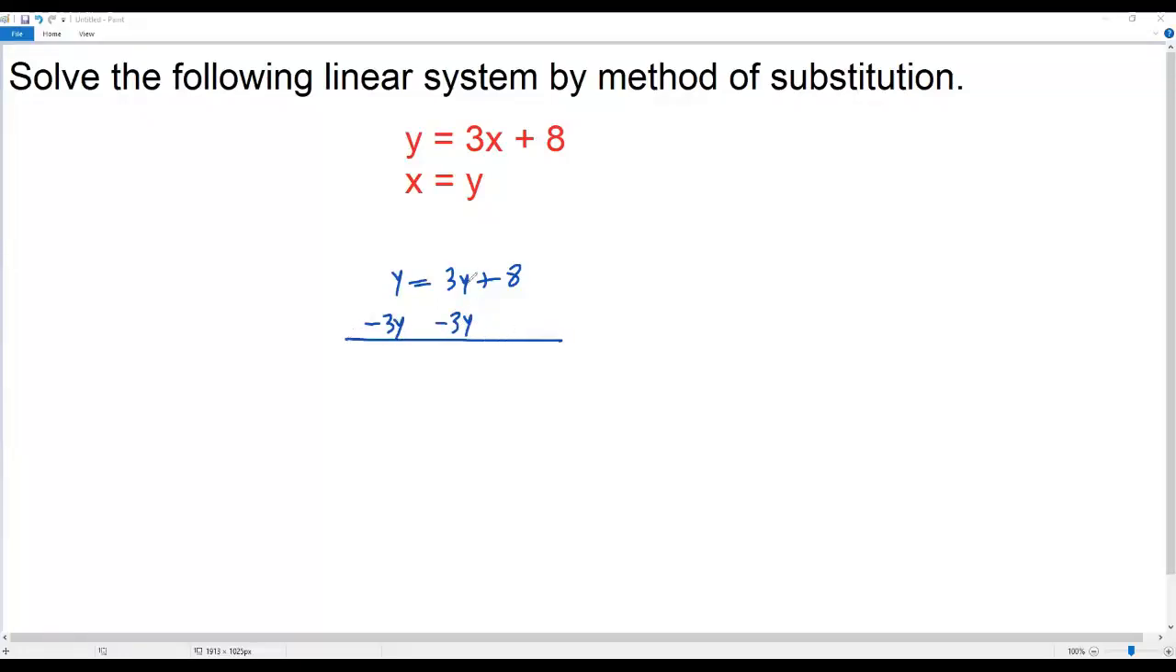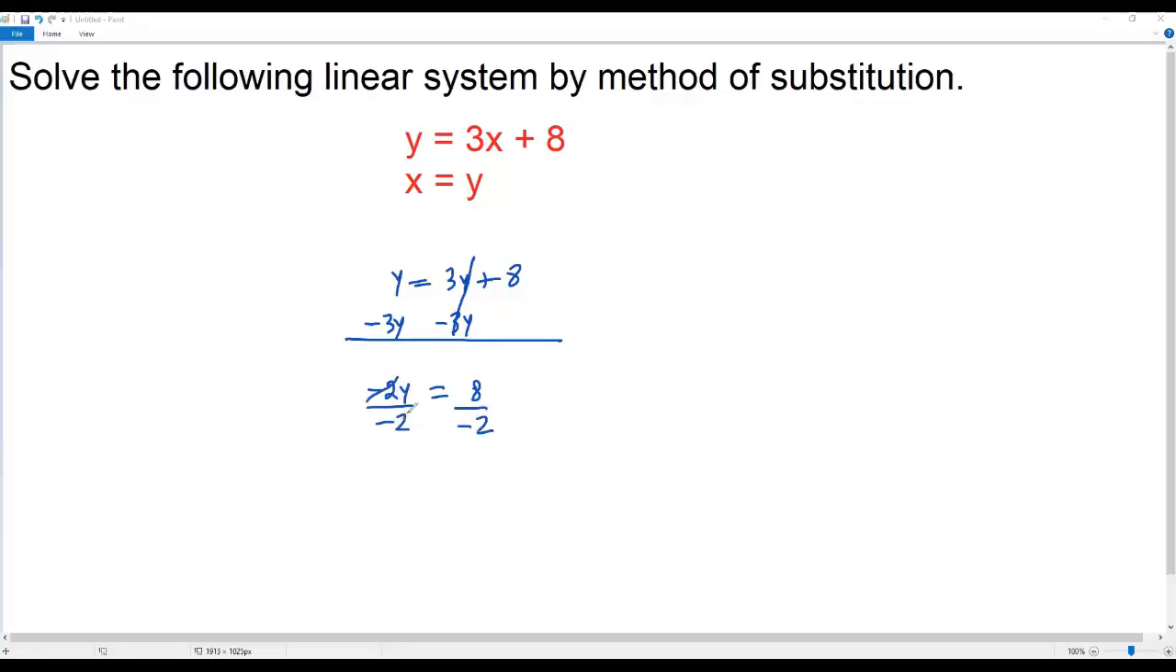When I subtract 3y from both sides, 3y minus 3y will cancel out. When I combine y minus 3y, it will become negative 2y. On the right side, we have 8. Now to solve for y, I have to get rid of this negative 2, which is multiplied by y. So to get rid of this negative 2, I have to divide both sides by negative 2.